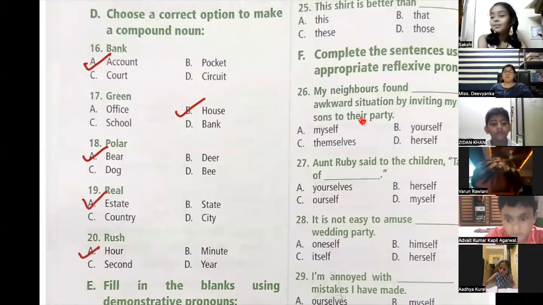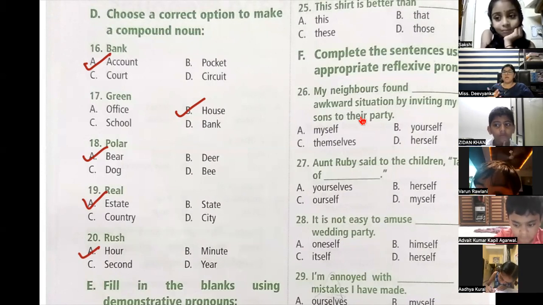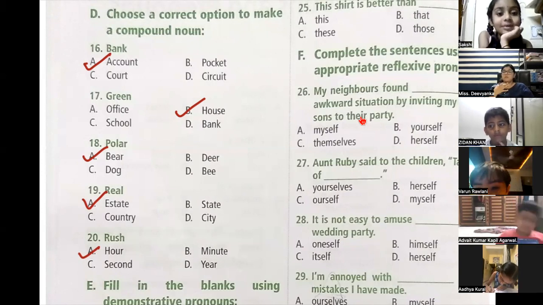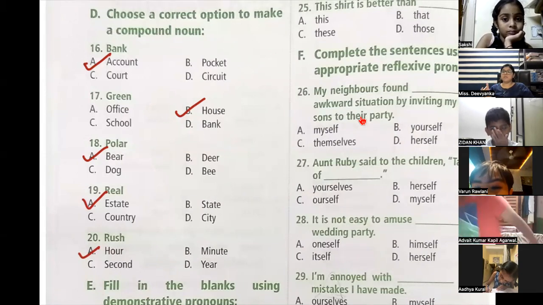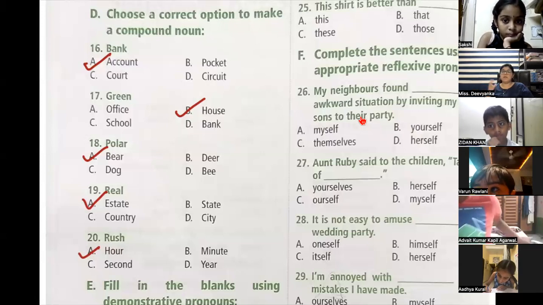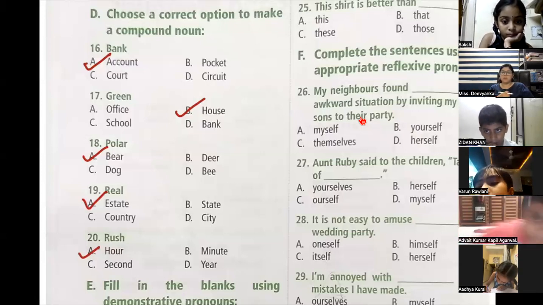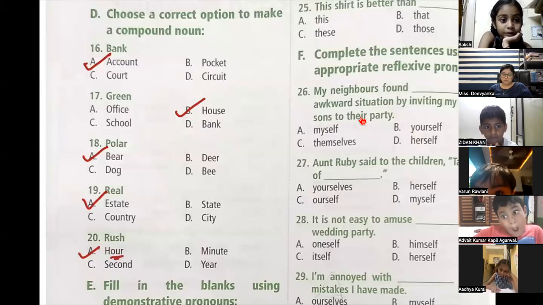So see, if we are traveling, rush hour means basically the time when there is too much traffic every day. For example, 6 to 7 is such a time where the offices and the schools are leaving, right? So everyone is traveling back to their home. So 6 to 7 is the rush hour on the road, right? So that is rush hour.